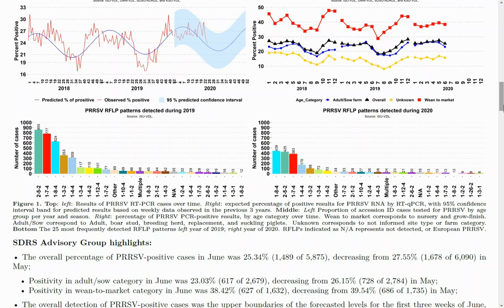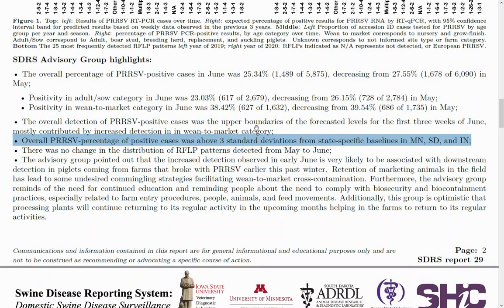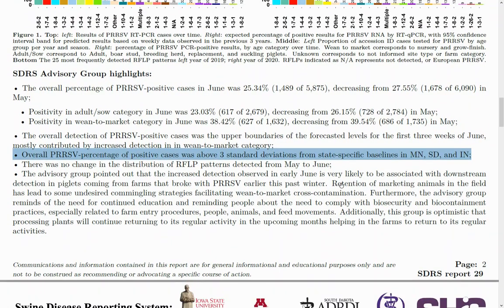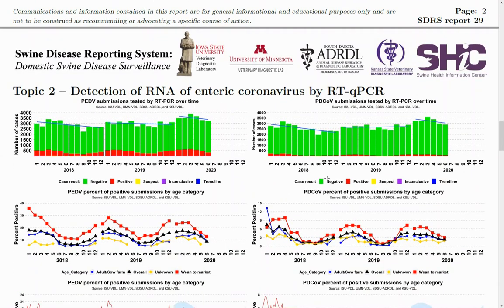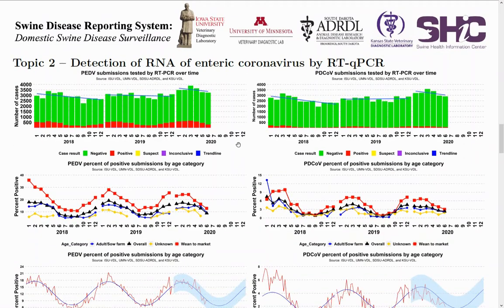All right, and every now and then you add a bonus page diving deeper into the RFLPs. All right, that was a lot of information about the Swine Disease Reporting System and the PRRS charts, right? And moving forward here to the enteric coronavirus detections, including PED, Delta, and TGE.